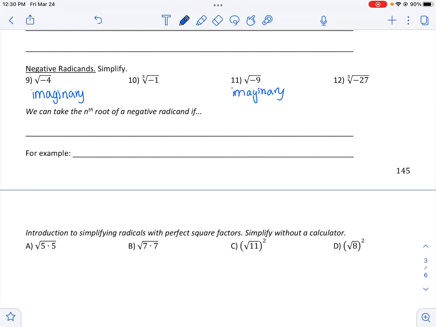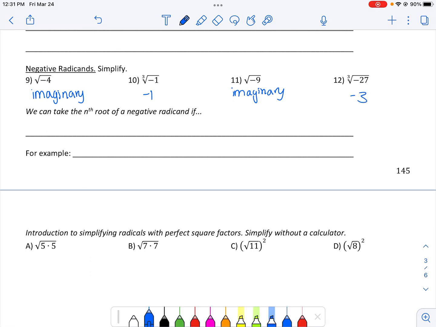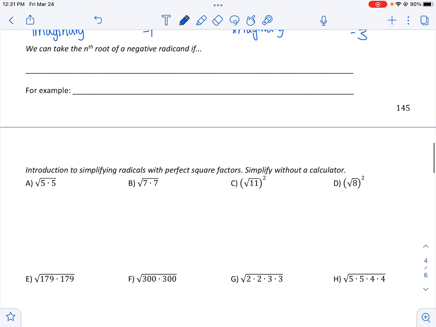And that when we have a negative inside of a cube root, we actually can take the cube root of that. As a little side note here, if I were to simplify the square root of negative 4, we would write that as 2i, i for imaginary. And the square root of negative 9 is 3i, i for imaginary. And you'll see some harder ones in the challenge packet where you are simplifying and have an imaginary. But again, that is sort of a separate topic.